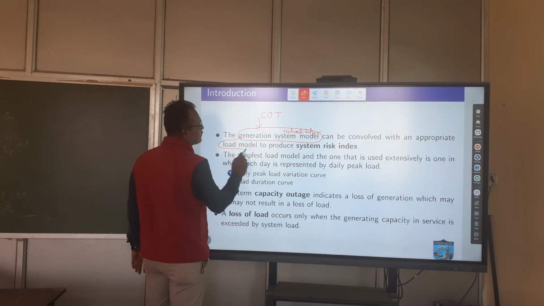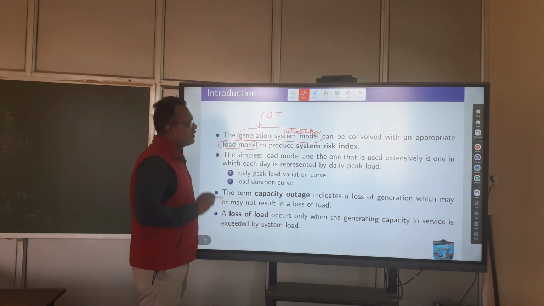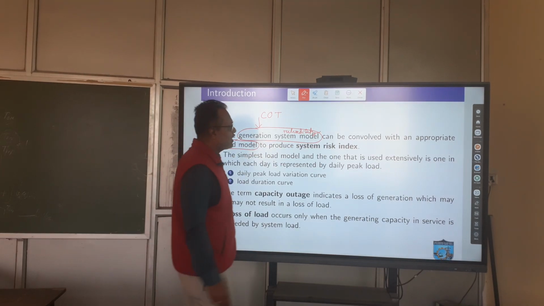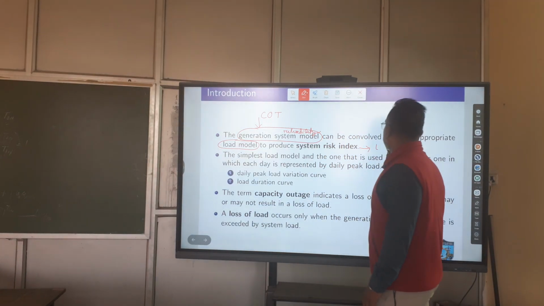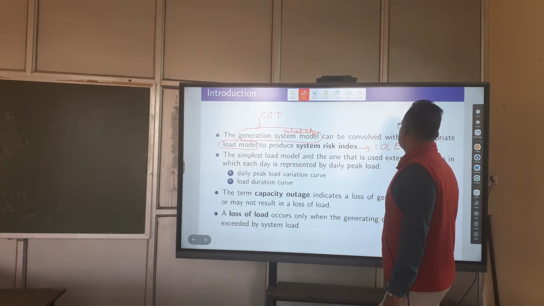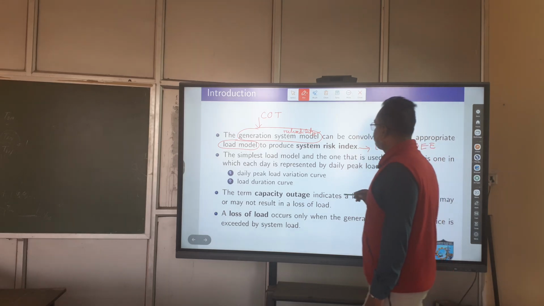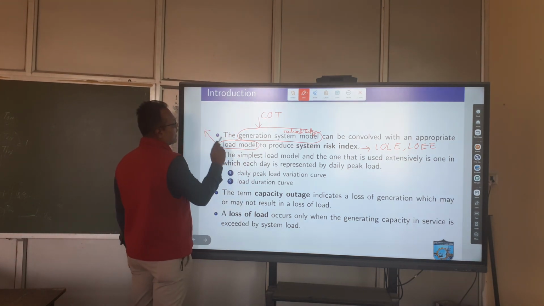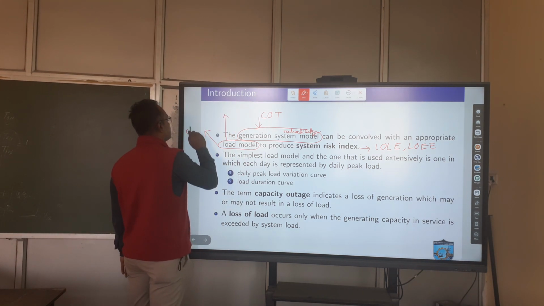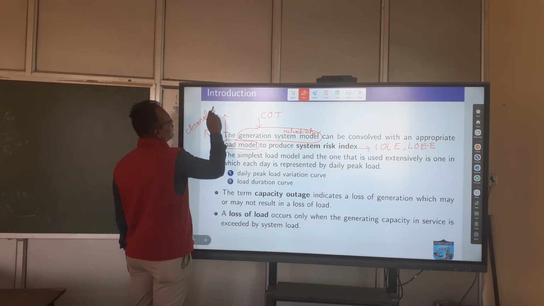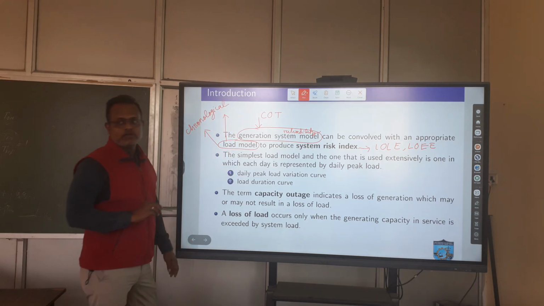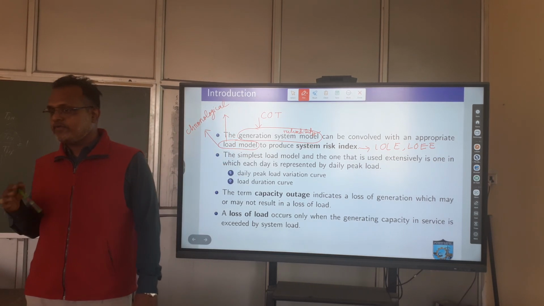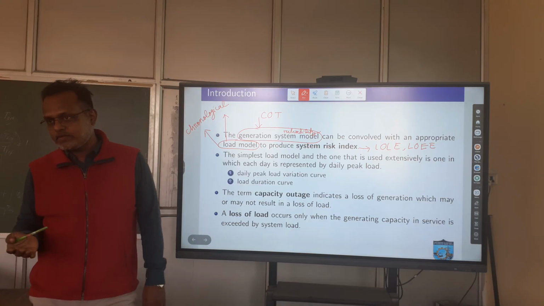So we need to get some load model so as to produce a system risk index, which are of two kinds: loss of load indices and loss of energy indices. Now this load model you can have of two kinds. One is chronological load. What is chronological load? That means hour 1, hour 2, hour 3, every hour the load is there, one after another.